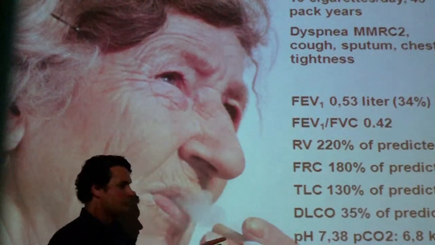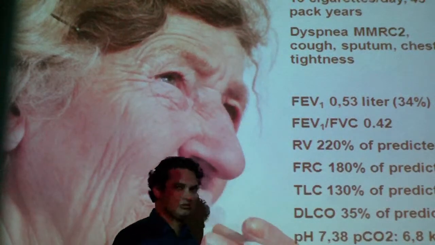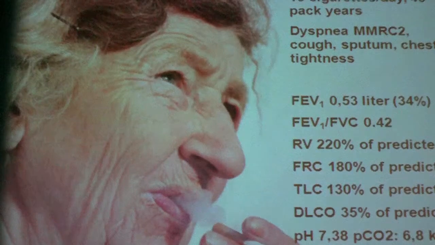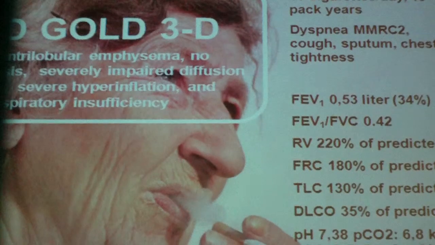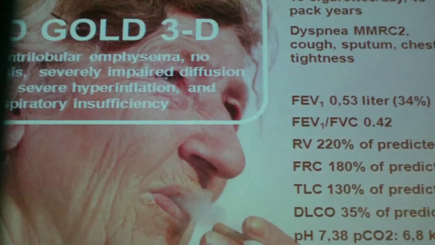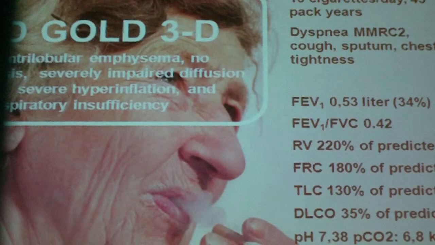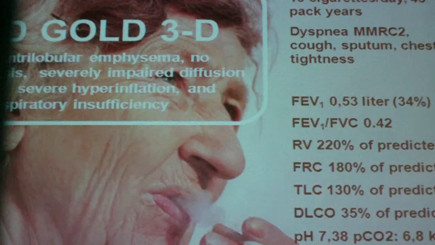So if it would be acute, then this CO2 goes up and this pH goes down because the kidneys don't have the time to correct. Okay? We performed a CT scan and she had centrilobular emphysema. So, we have a patient with GOLD stage 3 airflow limitation, risk classification D, centrilobular emphysema, no bronchiectasis, severely impaired diffusion capacity, hyperinflation, and respiratory insufficiency.